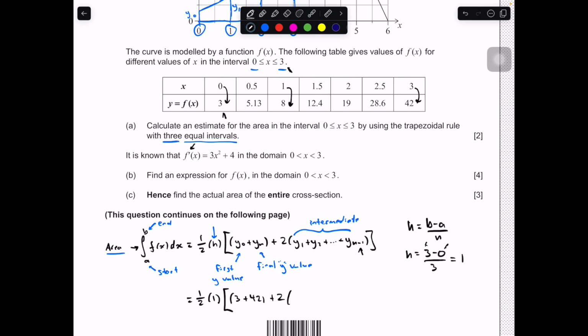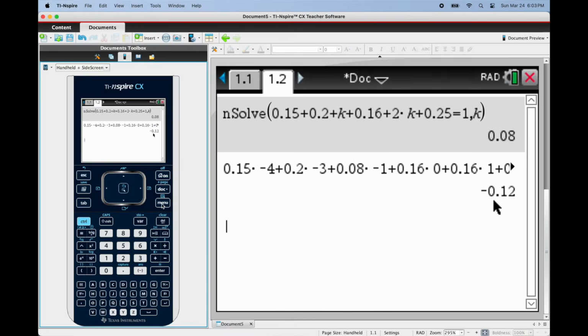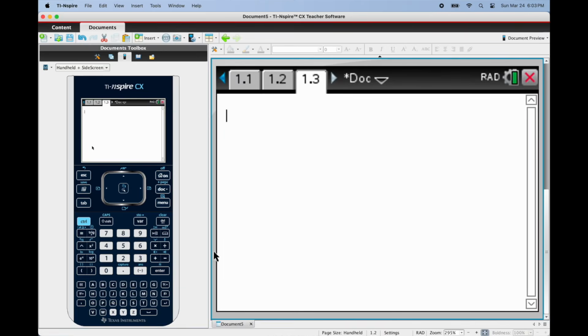The intermediate value at 1 is going to be 8. At 2, it's going to be 19. And then we have these 2 values, really. And then let's close the brackets. So let's work that out on the calculator. That's our trapezoid rule. So let's get a new screen, actually. Okay.